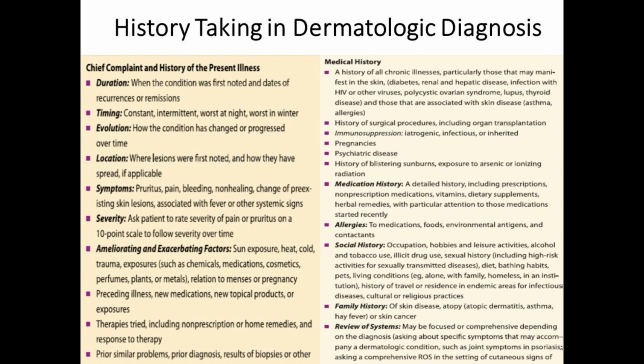Social history. Occupation, hobbies, alcohol, tobacco, and any illicit drug use, sexual history, diet, bathing habits, pets, living conditions, travel history, cultural or religious practices. Family history. Skin disease, atopy, atopic dermatitis, asthma, hay fever, and skin cancer.